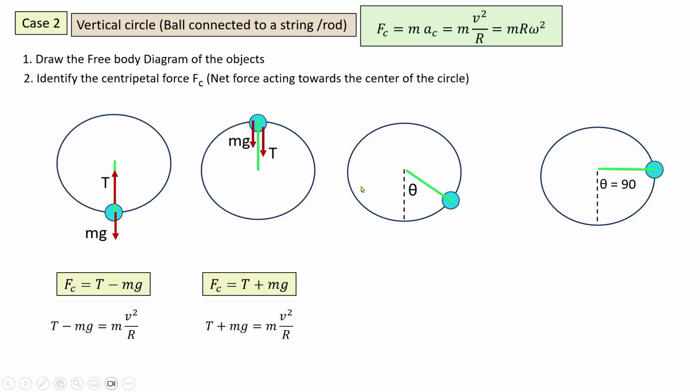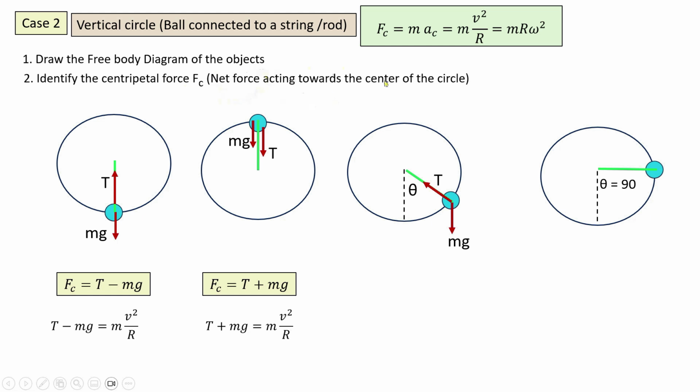Now this third case is a little tricky. Step 1 stays the same. Draw the free body diagram. So mg acts downwards and the direction of tension will be away from the ball and acting towards the center along the string. Now, how do we identify the centripetal force?